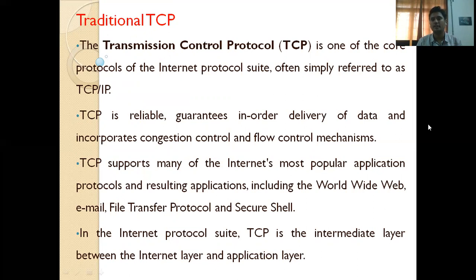In the study of protocol architecture in networks, I think you covered TCP and UDP. There, the basic point is that there is a possibility of 100% guarantee in data packet delivery by using TCP. But coming to UDP, there is a possibility of data loss. I think you covered the topic in networks. So TCP is reliable and guarantees in-order delivery of data and incorporates congestion control and flow control mechanisms.